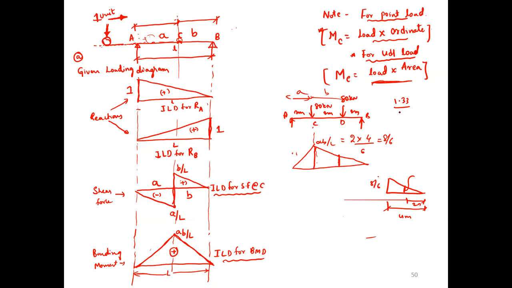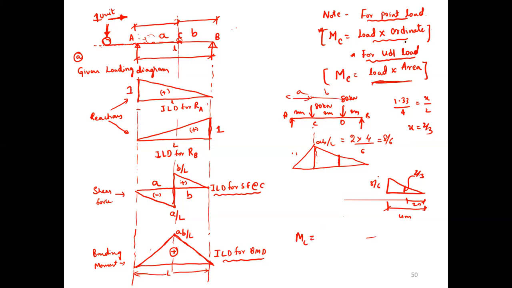1.33 divided by 1.33. Sir, it will be 4. 2/3. X/2. What is X? It will be 2/3. Okay, this is 2/3, 0.66. Yes, sir. Now MC is load into ordinate. Yes, right. You are right.